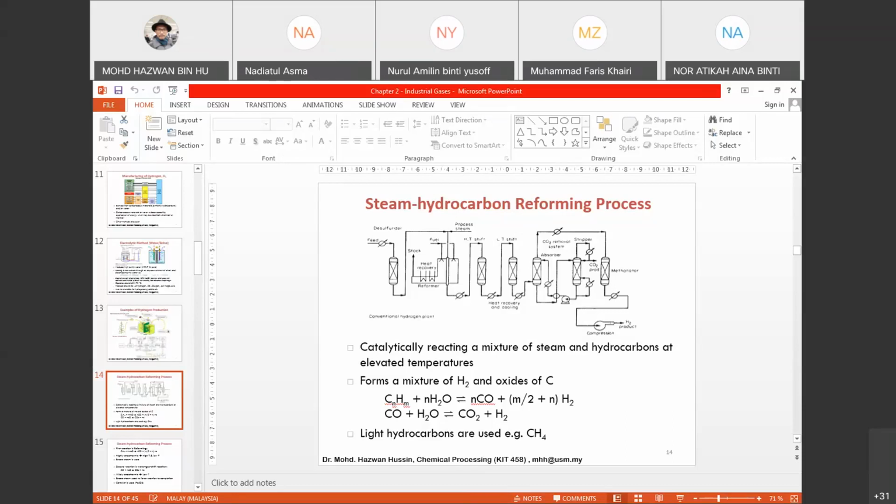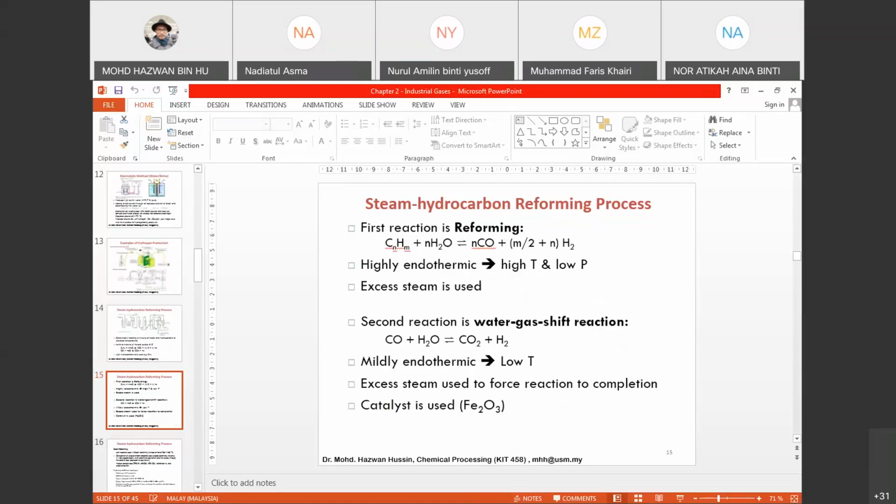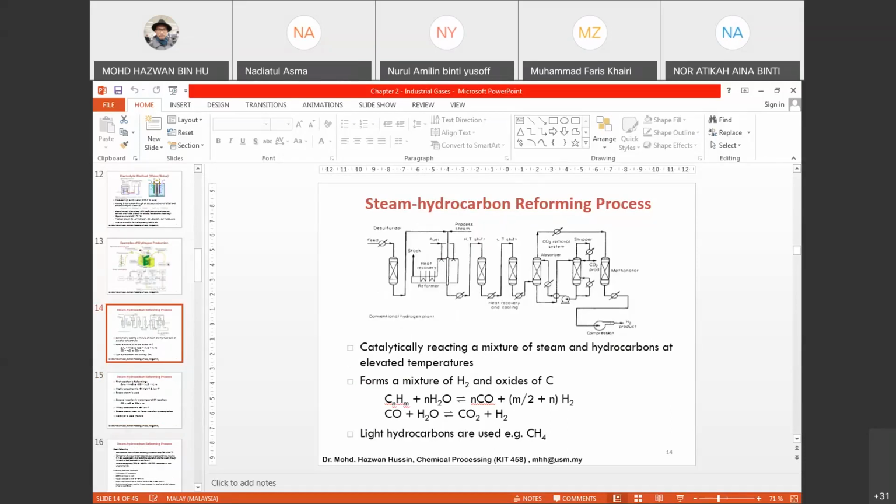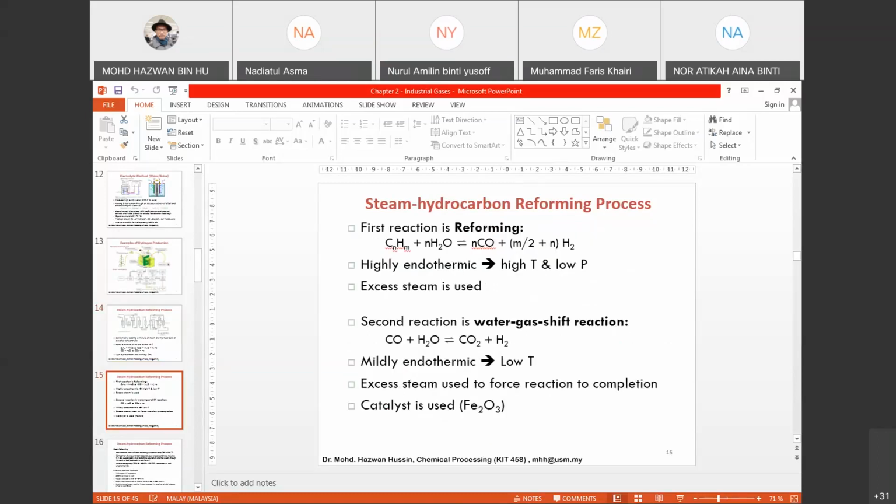This step is known as the water gas shift process, which converts the carbon monoxide into CO2 plus hydrogen gas, right? So this equation and also the condition need to be remembered. I believe it is not something difficult for you guys to memorize the flow diagram, okay? So you can actually memorize this.